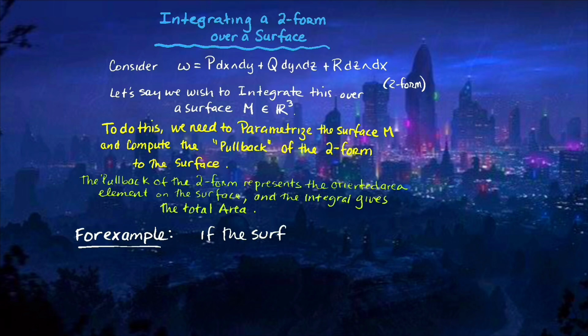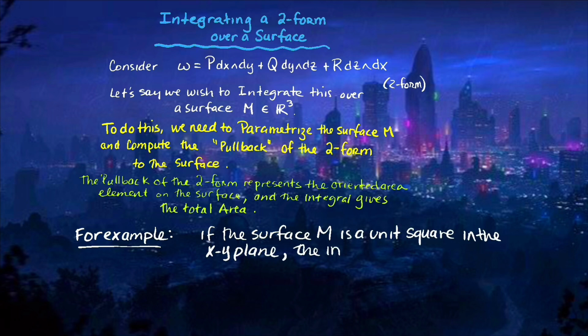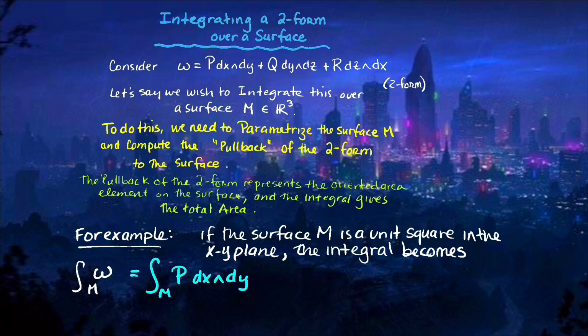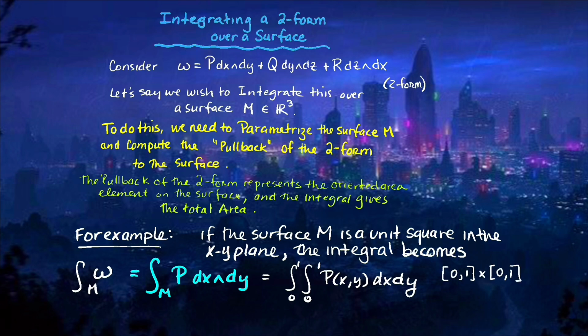So, for example, if the surface M is a unit square in the xy plane, then the integral becomes the integral over the manifold M of the differential form, given here by the wedge product dx wedge dy, which is integrated over the boundary of the surface, curly dM, which is just the boundaries of our unit square.